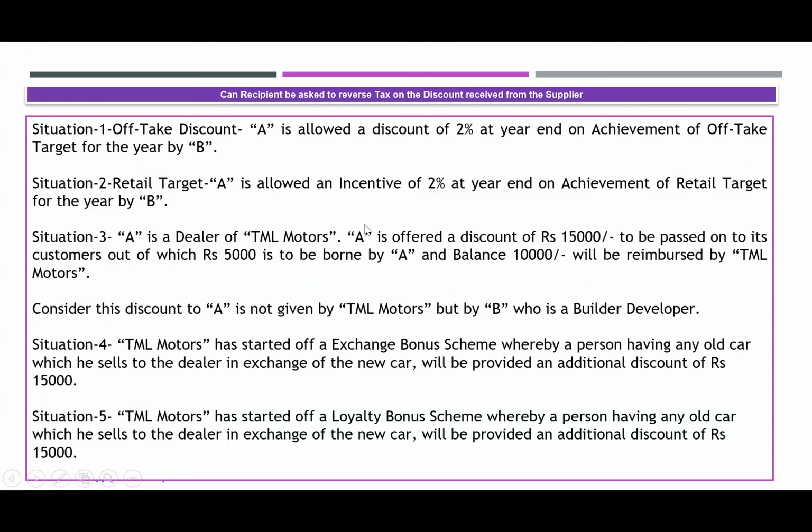So for situation 1 and 2, even though the quantification is different, the nature, in my opinion, remains the same. Situation 3 is a deal.